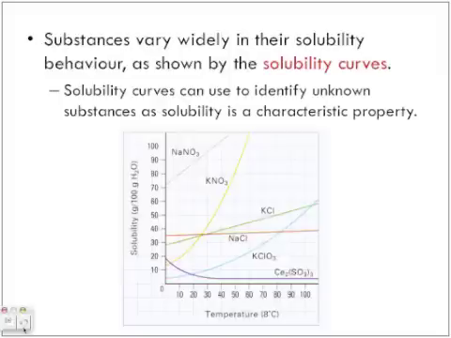Substances vary widely in their solubility behavior, as shown here in the following solubility curve. Solubility curves can be used to identify unknown substances, as solubility is a characteristic property. So we look at these temperatures here. Notice the curve with certain types of ionic substances. The solubility increases depending on whatever given temperature that we have.